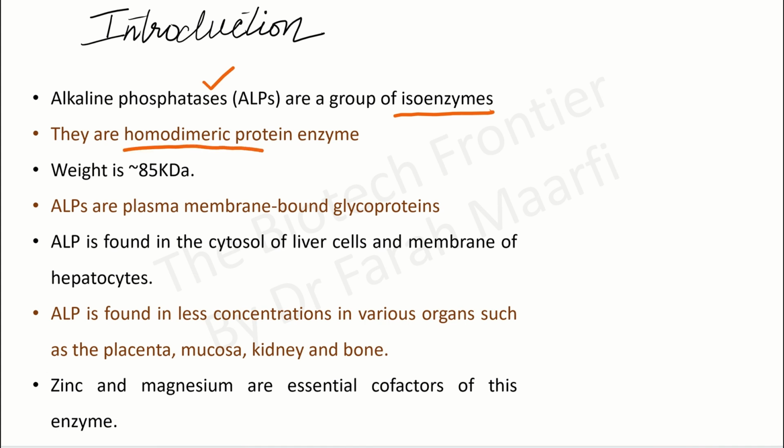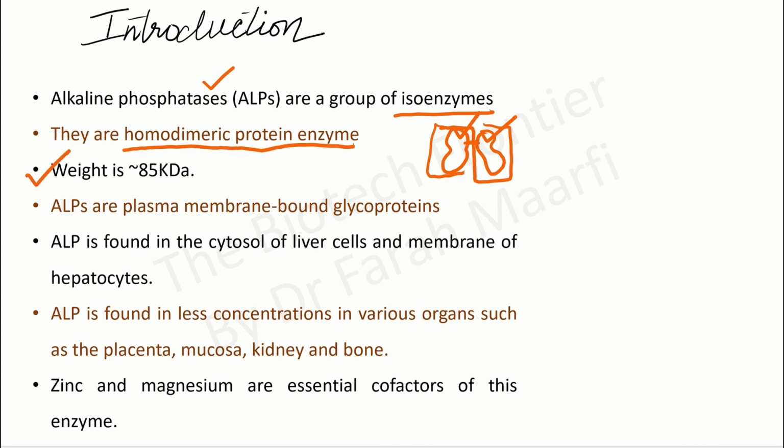It is also a class of homodimeric protein enzyme. Homodimeric means the ALP backbone is composed of two identical protein subunits. Suppose this is one subunit and this is another subunit, and these two subunits are identical to each other. These two monomeric units, or subunits, are held together by a covalent bond, and this bond might be hydrogen bond, ionic bond, hydrophobic bond, or van der Waals force.